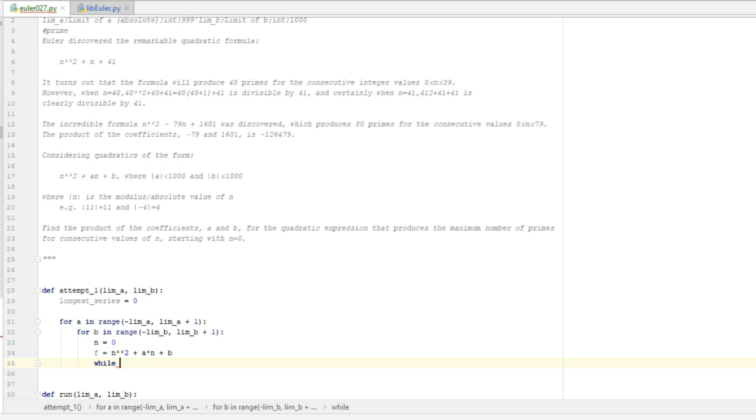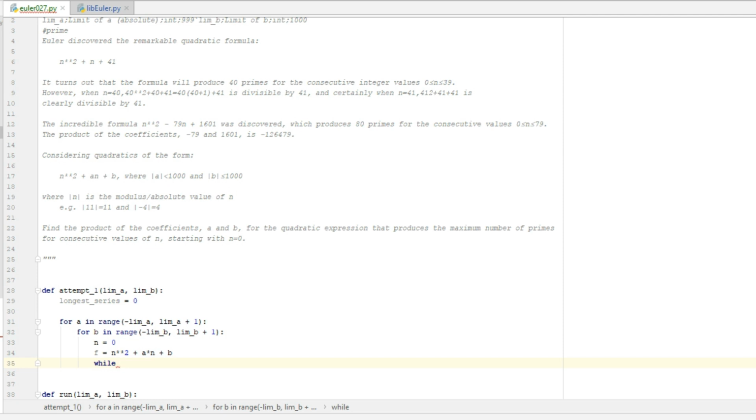I think we have a prime sieve method in our lib Euler, which is good for finding primes in big lists. But it doesn't do a very good job at finding primes individually. So maybe we should write a function for that.